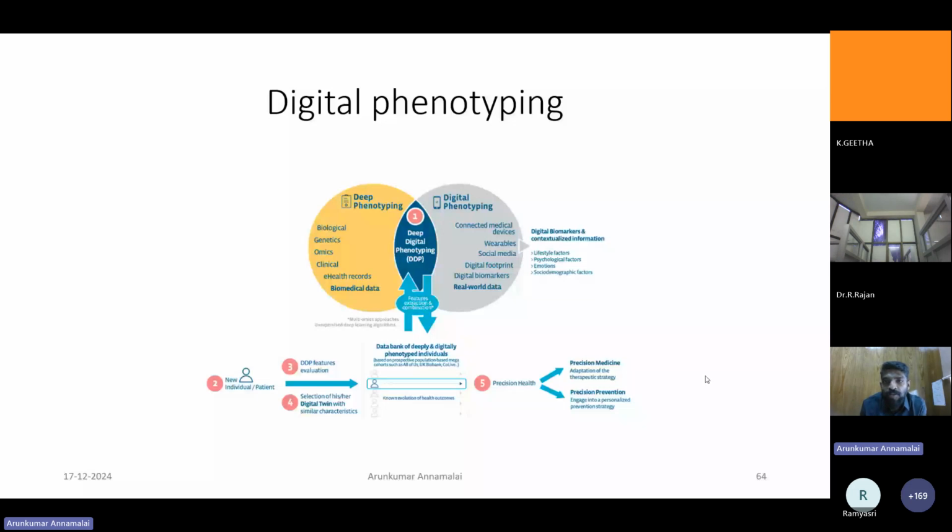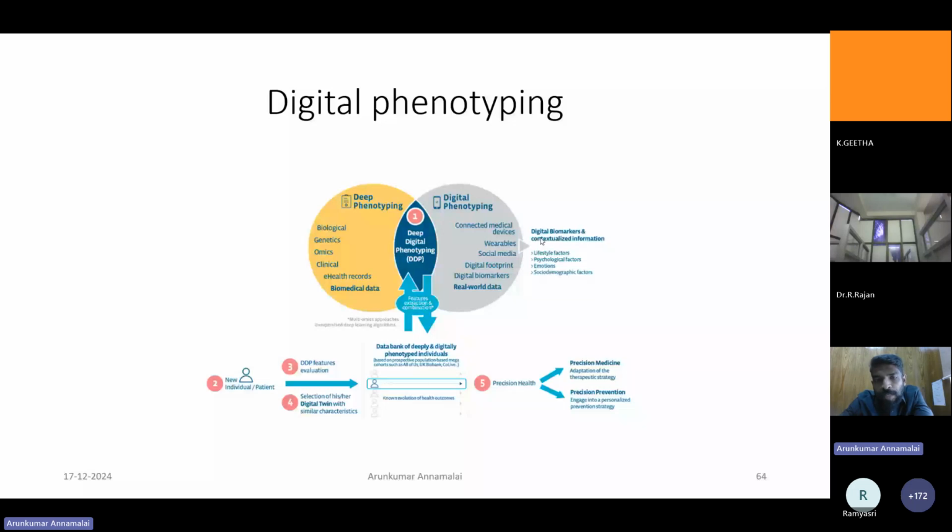The data can be from different sources. Okay. So first we'll understand the different sources. One is from the patient. The other is regarding the patient from other sources. The data coming from the patient comes from medical devices, wearables, social media, digital footprint, digital biomarkers, and real world data. Real world data is where you go to a hospital, you give data to a doctor, etc., and the patient history. So everything comes under digital phenotyping.